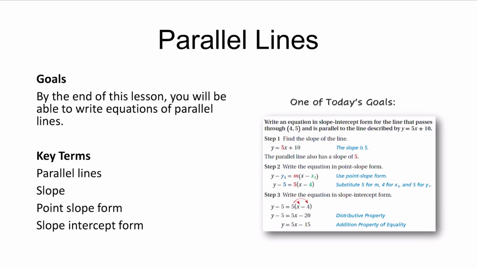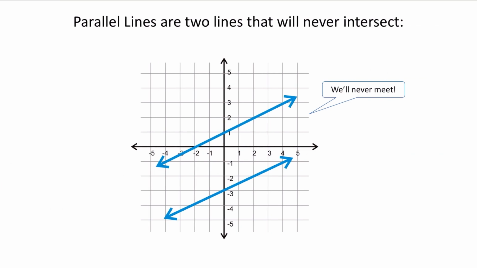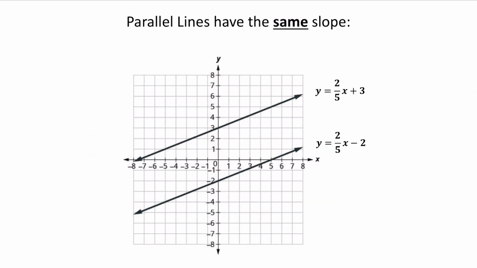In this video, we're going to talk about how to write equations of parallel lines. So parallel lines are two lines that will never intersect. If you look at this picture, it shows you an example of parallel lines, and notice that even if these lines go on forever, they will never cross. So parallel lines have the same slope.